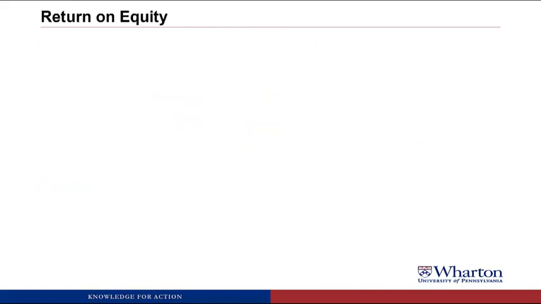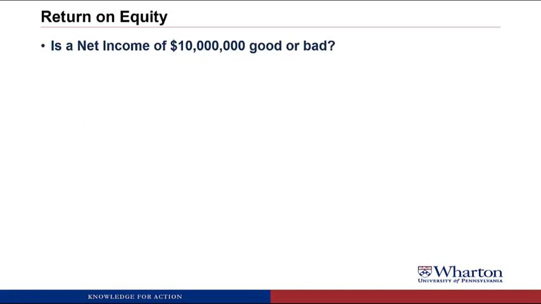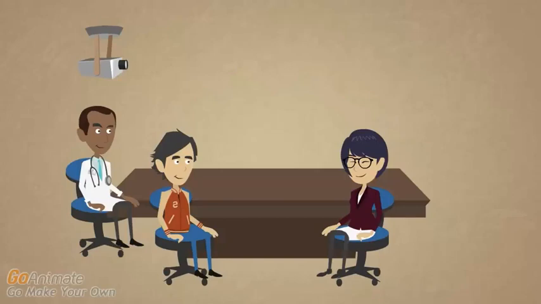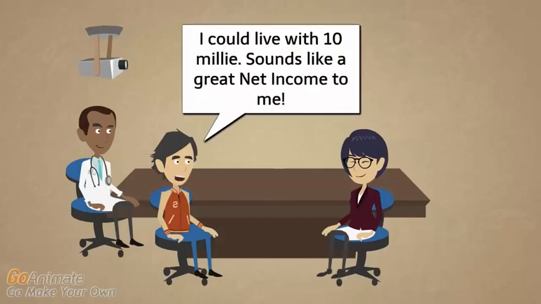Let's talk now about specific ratios, starting with return on equity. So, is a net income of $10 million good or bad? I could live with 10 million. Sounds like a great net income to me.